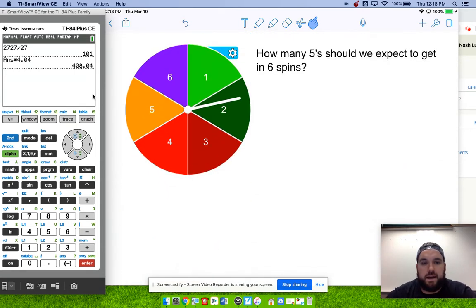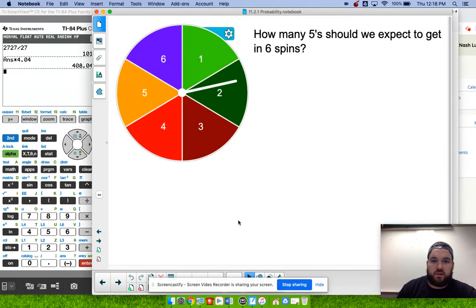In this little spinner wheel, I've got 6 options, 1 through 6. The question is, how many 5s should we expect to get in 6 spins? So if I spin this 6 times, how many times should I expect to get a 5? There are 6 sections, and they're all equally spaced, so it's reasonable to say I'm going to get each number once. But we're going to actually conduct this experiment.